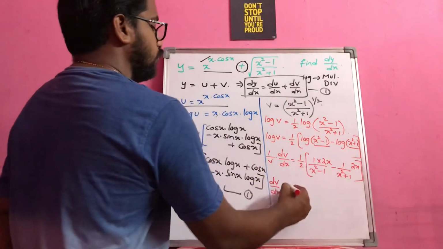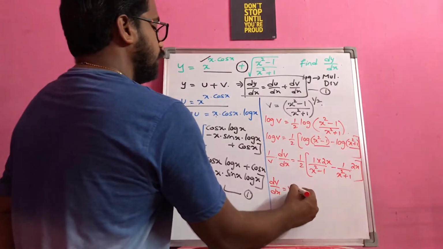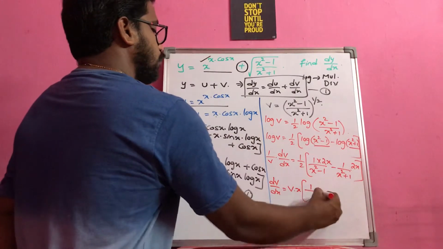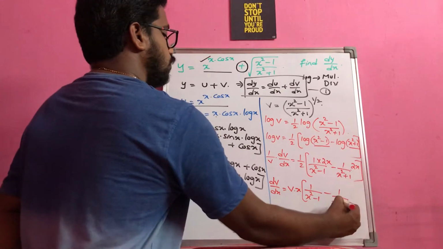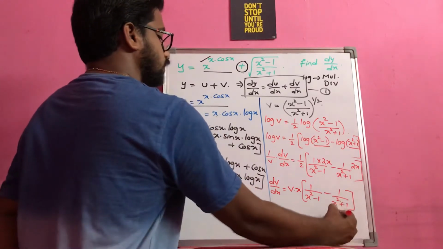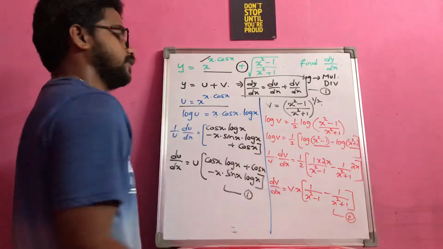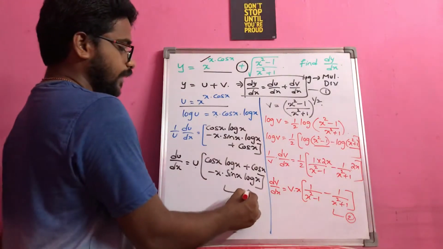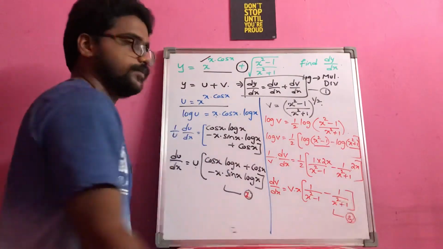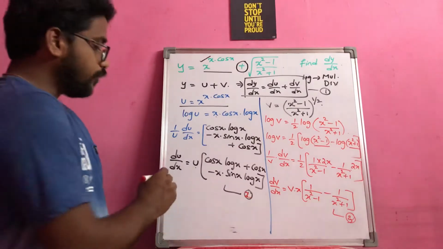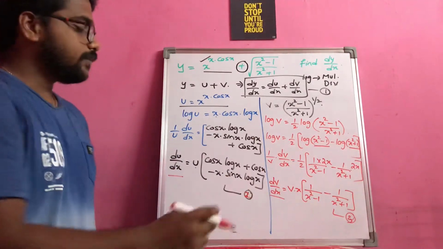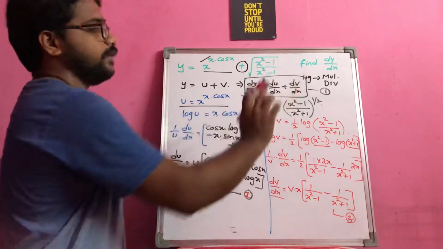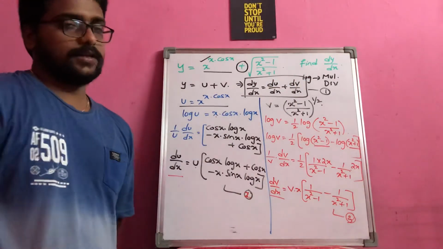So dv by dx is equal to, you can just take the 2x as a common and this 2 will get cancelled, v into x into 1 by x square minus 1 minus 1 by x square plus 1. This is our second result. So you can call it as a third one. So now you got du by dx and you got dv by dx. Substitute these two in this equation to get the final answer.